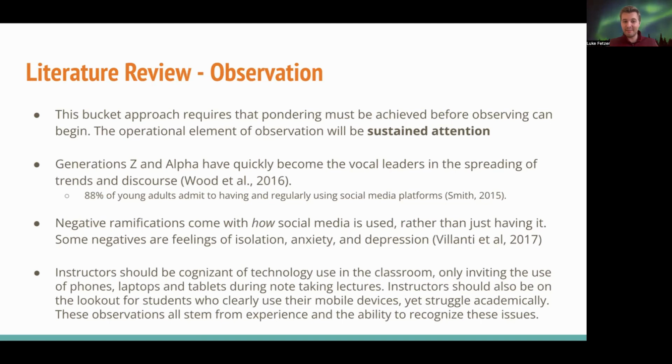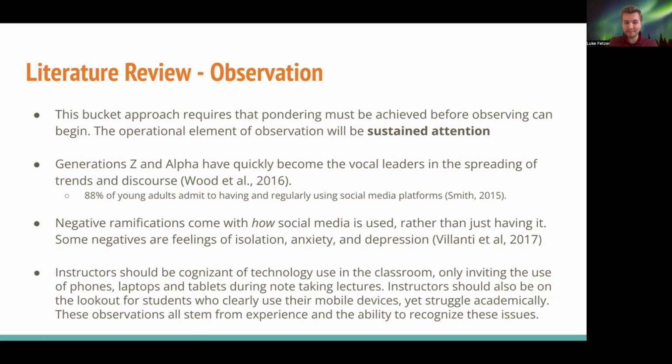88% of those young adults admit to having and regularly using social media platforms. Now, that seems like a lot, and it is. And a lot of people might say, well, there's negative ramifications with that, isn't there? And yes, there are. But those ramifications come with how social media is used rather than just having it. Just having Twitter on your phone and scrolling your For You page may not be a problem.